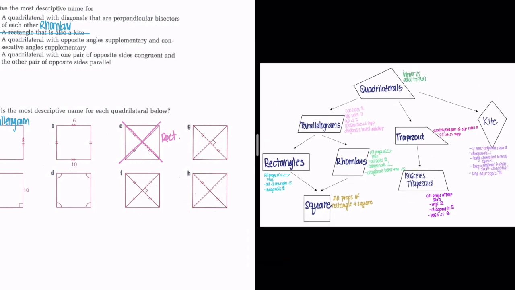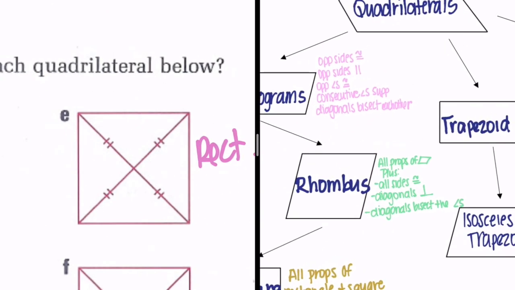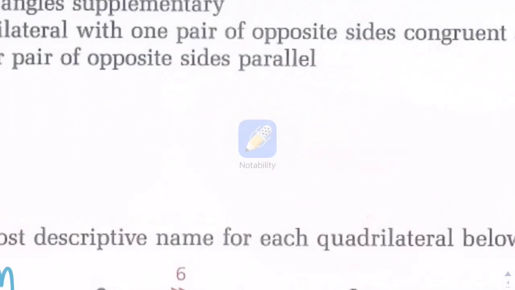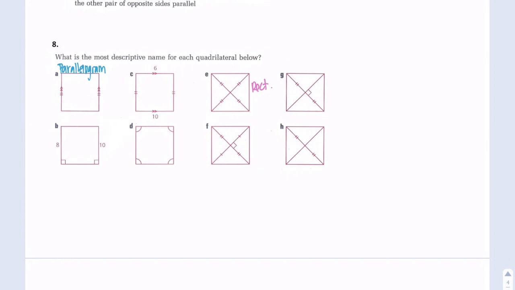I know it's not a square because we do not know if E is a rhombus. If E was a rhombus, according to my properties, we would have all the sides congruent, the diagonals perpendicular, or the diagonals bisect the angles, but we don't know any of that, so we cannot say that it is a rhombus. So go ahead and work through number 8 as well.